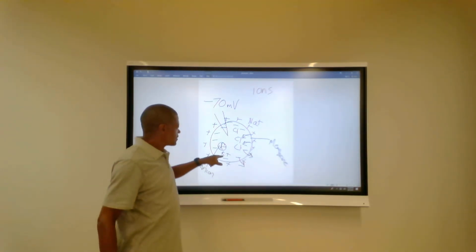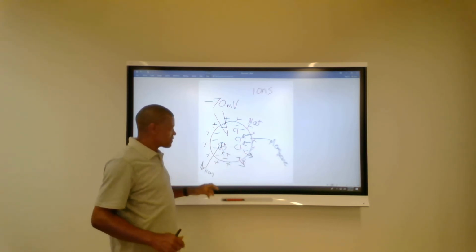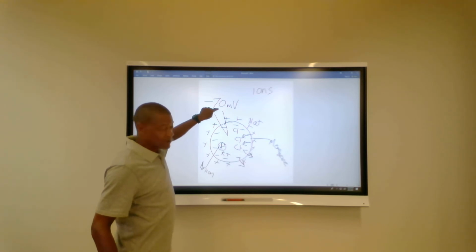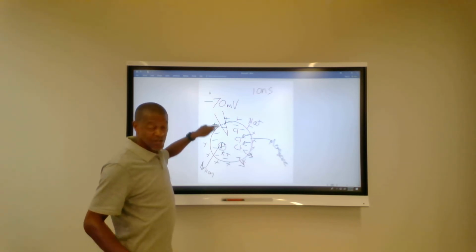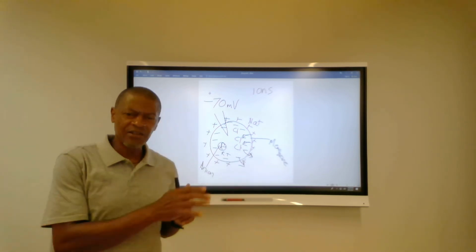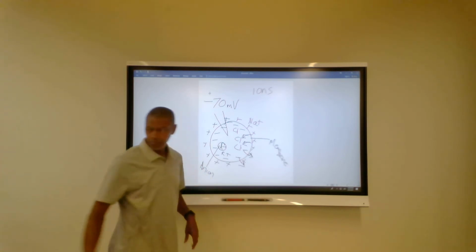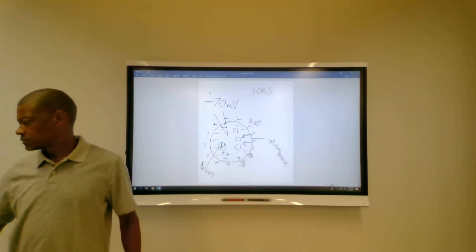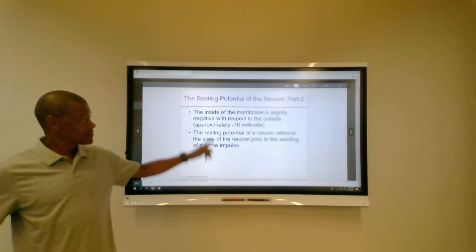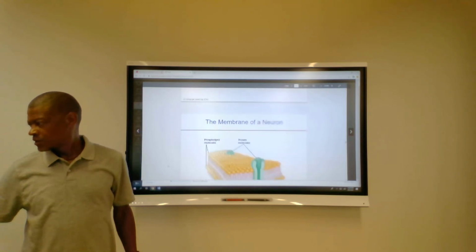So potassium is also inside to help offset some of the chloride ions, but when this membrane changes, that number, negative 70 millivolts, goes into a positive direction. So that's just the drawing. Now let's try to visualize how it is on the slides. So again, negative 70 millivolts, resting membrane potential.